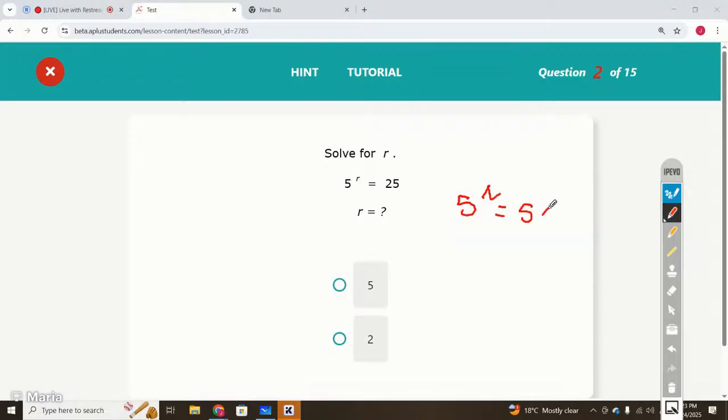5 exponent r equals 5 times 5. 5 exponent r equals 5 square. That is r equals 2.